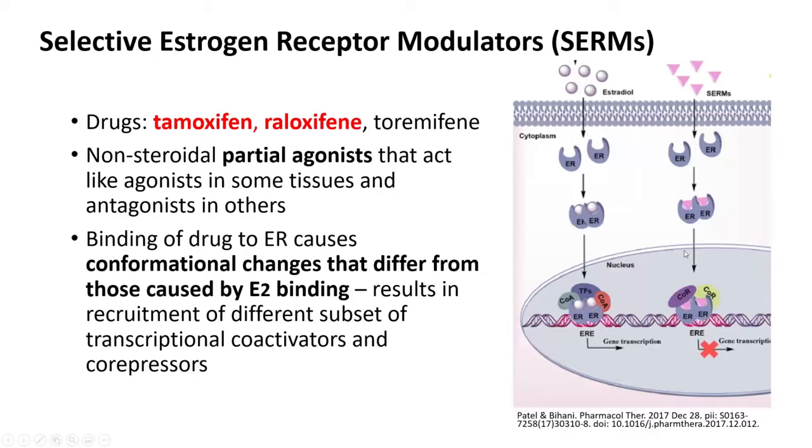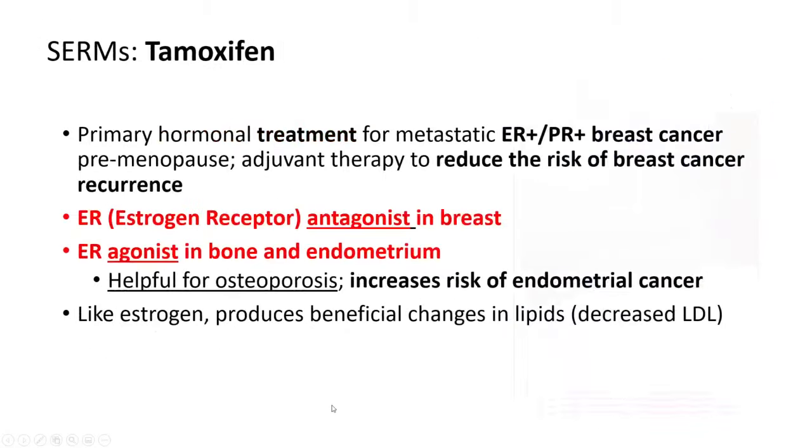Because they are partial agonists and not pure agonists, like estradiol, they will promote different changes in the transcription of specific genes. So they bind to the drug and cause changes that are different from those caused by estradiol, as shown here on the right-hand side. Tamoxifen's main use is the primary hormonal treatment for metastatic ER plus PR plus breast cancer in premenopause, and also adjuvant therapy to reduce the risk of breast cancer recurrence.